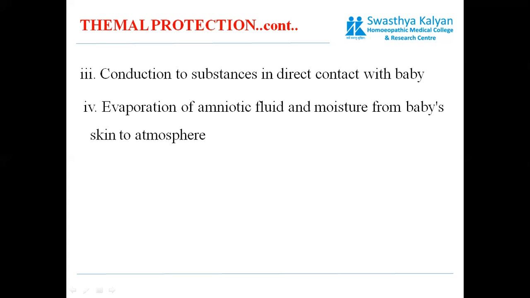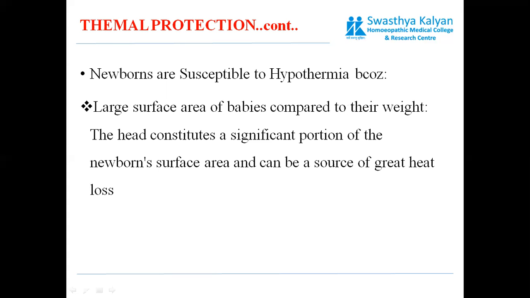Now, as we have discussed, newborn babies are more prone to develop hypothermia. Now the question arises, why? Why are the newborn babies more prone or more susceptible to develop hypothermia? So this we will discuss in detail, that newborn babies are more susceptible to develop hypothermia because of the following reasons. First is large surface area of the babies compared to their weight.